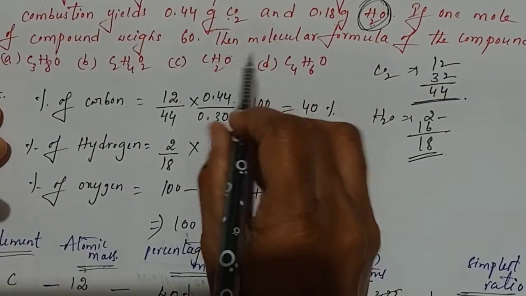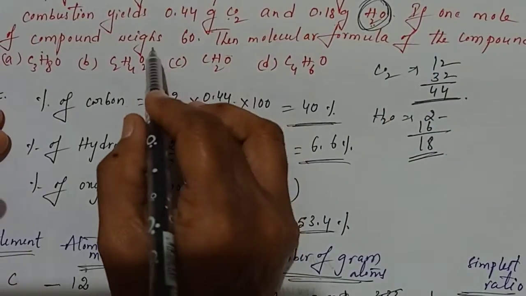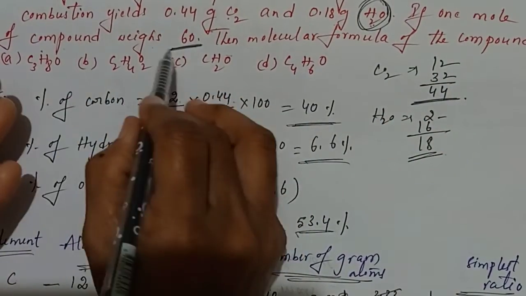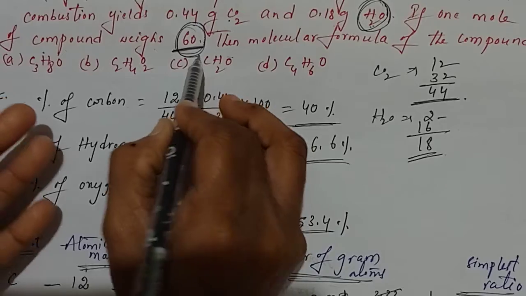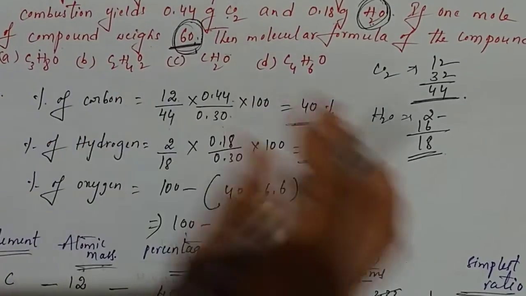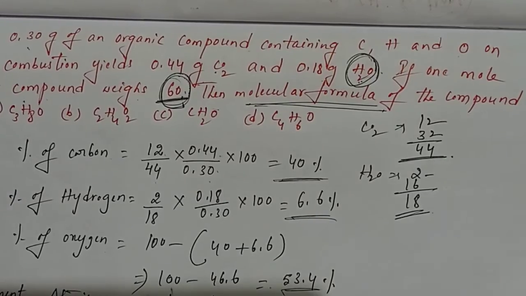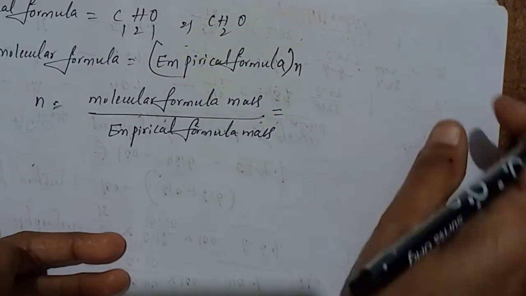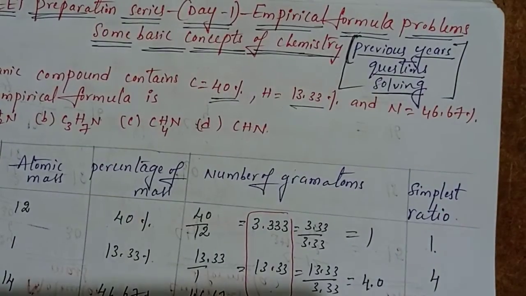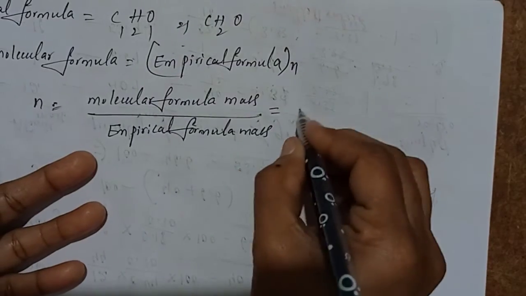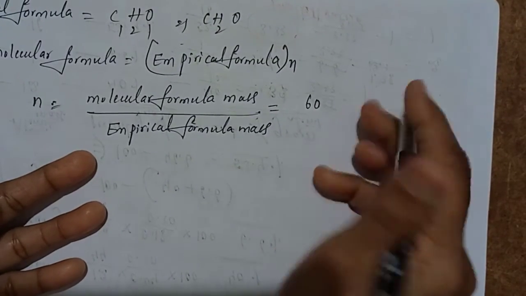See here. If 1 mole of the compound weighs 60 grams, that means the molecular weight is given in the question as 60. We have to find the molecular formula. The molecular formula mass is already given in the problem. So the molecular formula mass is equal to 60.